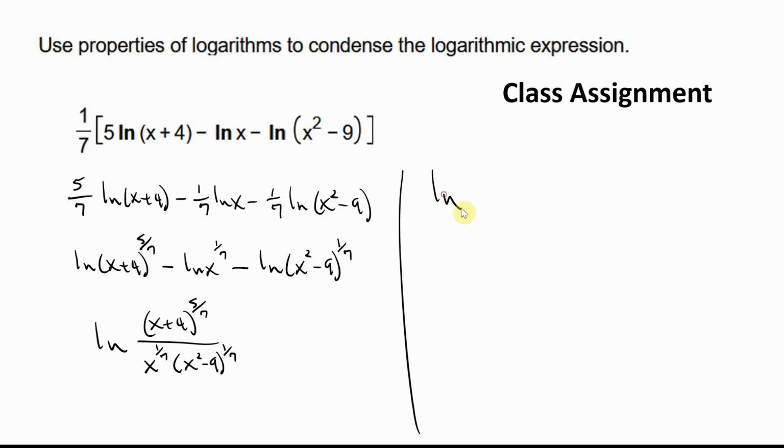Let's see, this is the natural log of, they all got 1/7 power. I don't know if you see that. Well, if you see that, then this is the 7th root. Up top, x plus 4 to the 5th, all over, that's still inside, x times x squared minus 9.